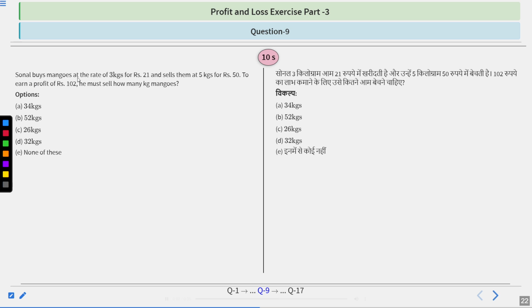Sonal buys mangoes at the rate of 3 kg for rupees 21 and sells them 5 kg for 50 rupees. To earn a profit of rupees 102, he must sell how many kg of mango? So you have 5 options and 10 seconds to analyze the question. Your time starts now.